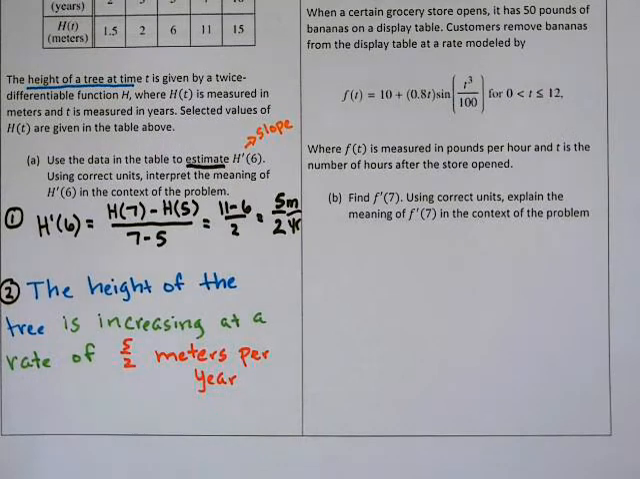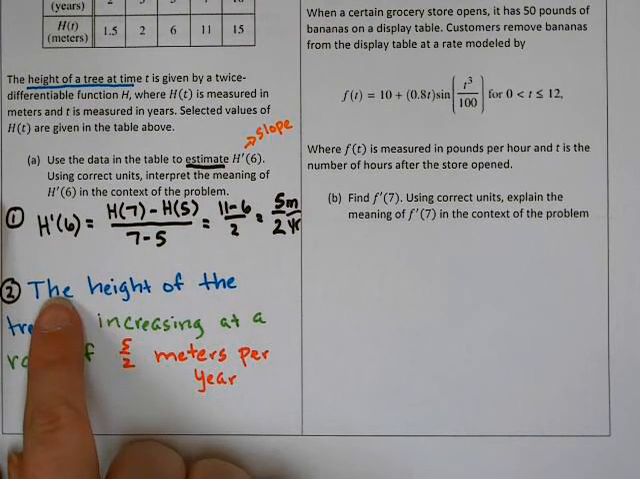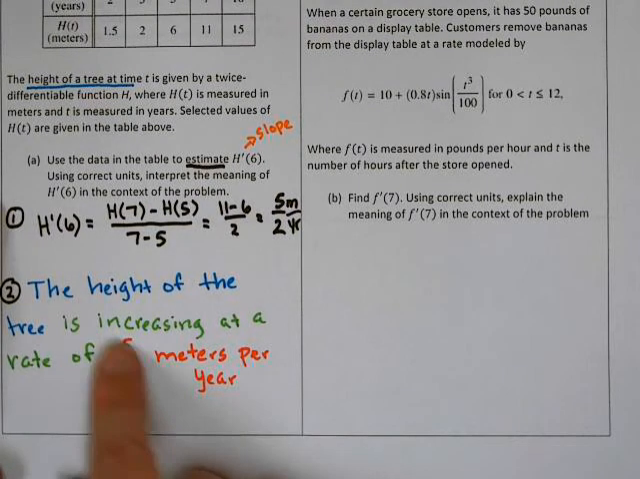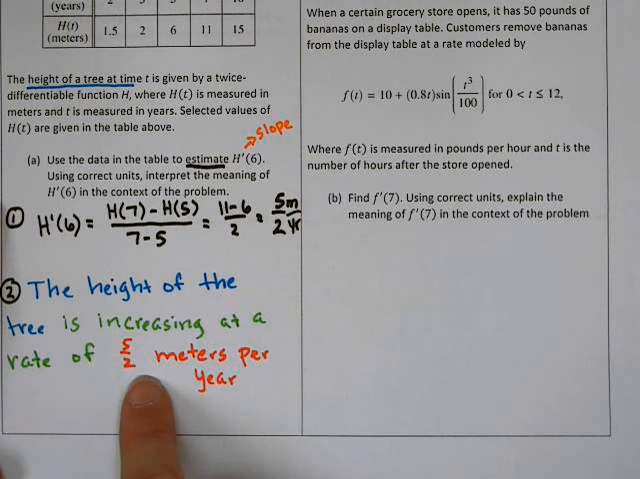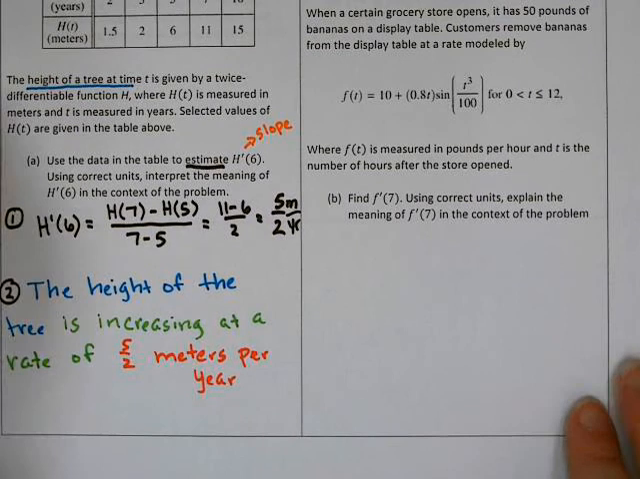Move that down so you guys can see. Sorry. So those are the three things that we need to include. What is it that we found? What's happening to it? And then what is the actual number with the correct units? So the height of the tree is increasing at a rate of 5/2 meters per year.